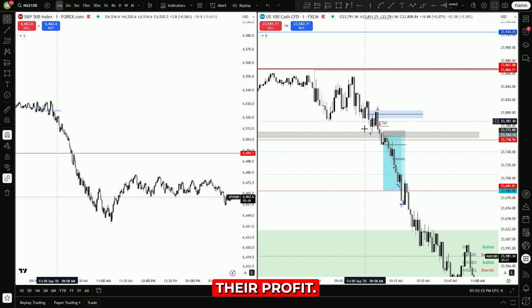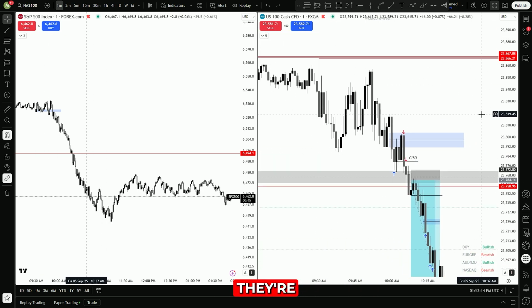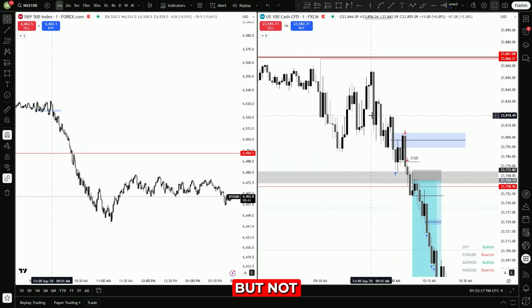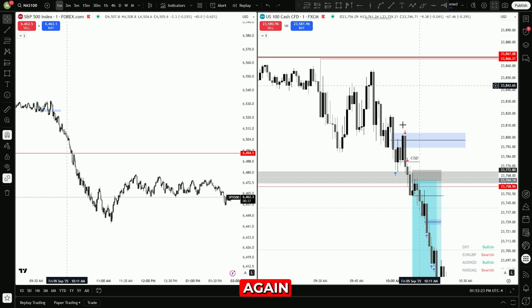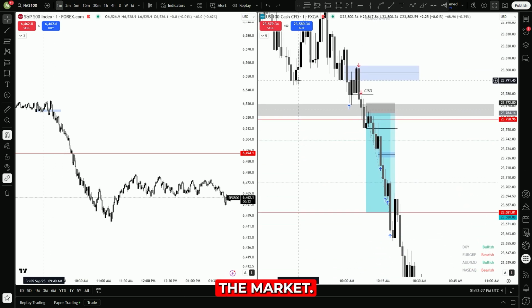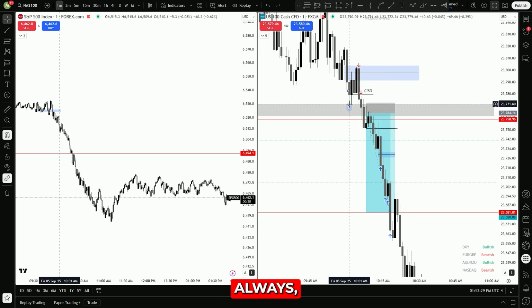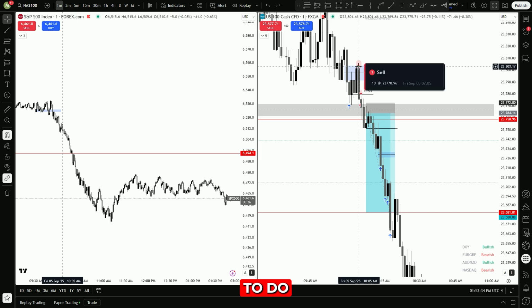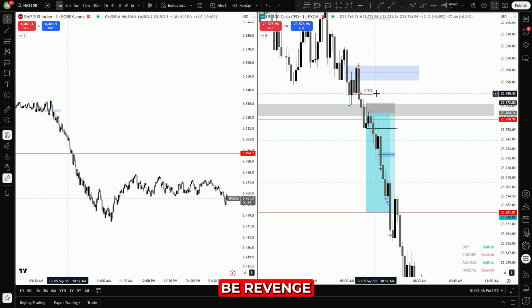All right. People are gonna book their profit. So what are they gonna do? They're gonna come down, but not in a simple way. They're gonna manipulate a lot. They're gonna make you think that the market is going up again. But what they're gonna do is dump the market. And in this situation, like always, as I say, a lot of people get scared to do another trade, because they think this will be revenge trading. Revenge trading is something else, and changing your bias completely is something else.